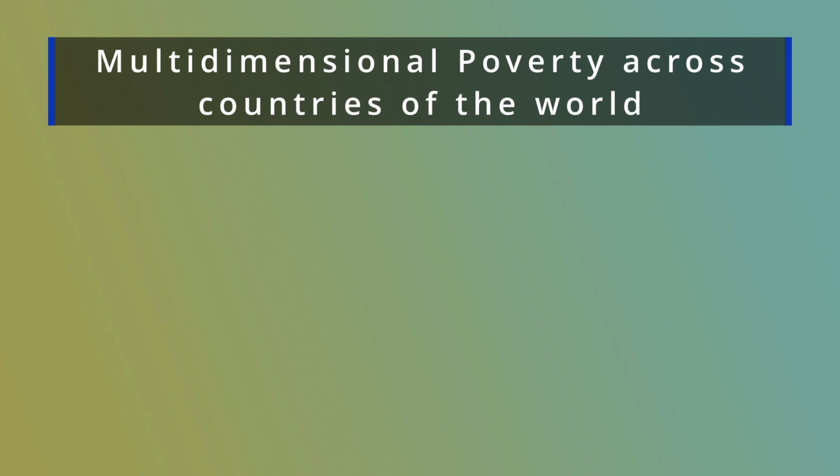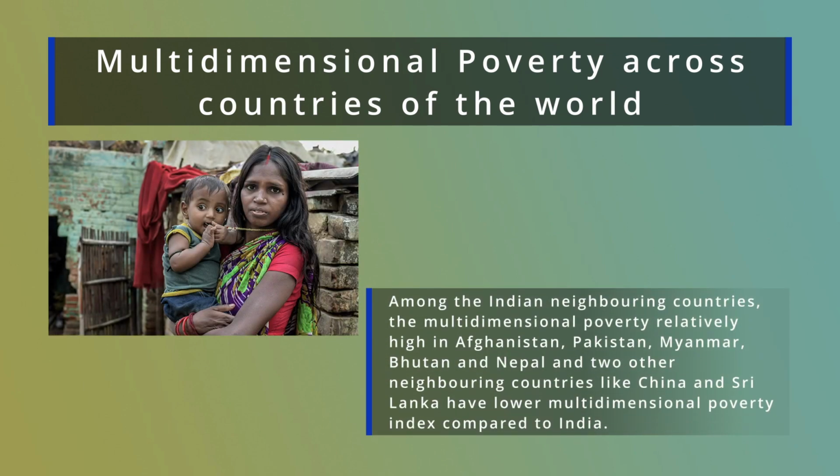Among the Indian neighboring countries, multidimensional poverty is relatively high in Afghanistan, Pakistan, Myanmar, Bhutan, and Nepal, and two other neighboring countries, China and Sri Lanka, have a lower multidimensional poverty index compared to India. That is, in this module, we have discussed the concept of the measurement of multidimensional poverty that was developed by Alkire and Foster. Side by side, we have also observed the trend of multidimensional poverty in India as well as its status in comparison to other countries.